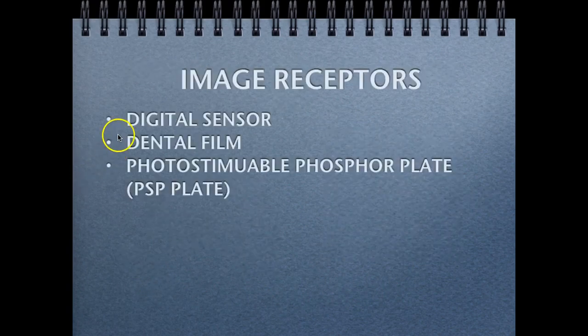There are different types of image receptors. There is the very popular digital sensor, the old-fashioned but still very useful dental film, and then another indirect digital method called the photostimulable phosphor plate, or a PSP plate. So let's take a look at those particular types of image receptors.